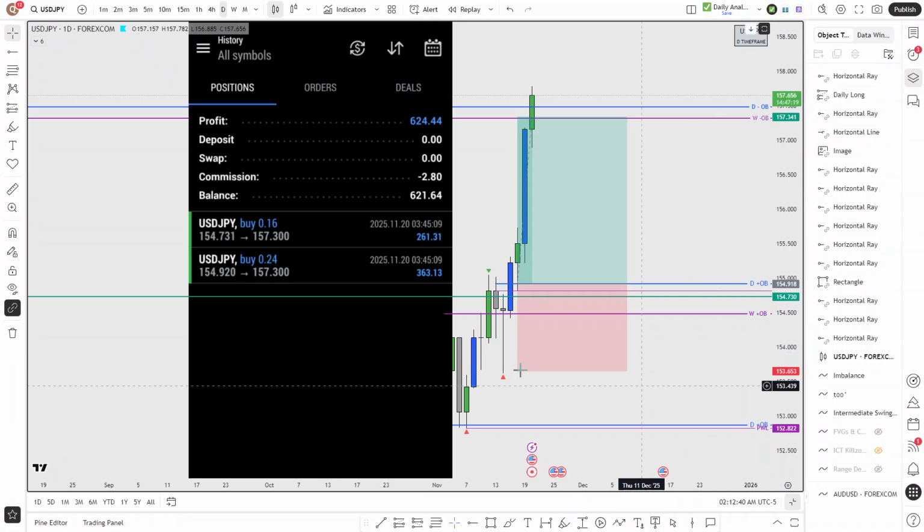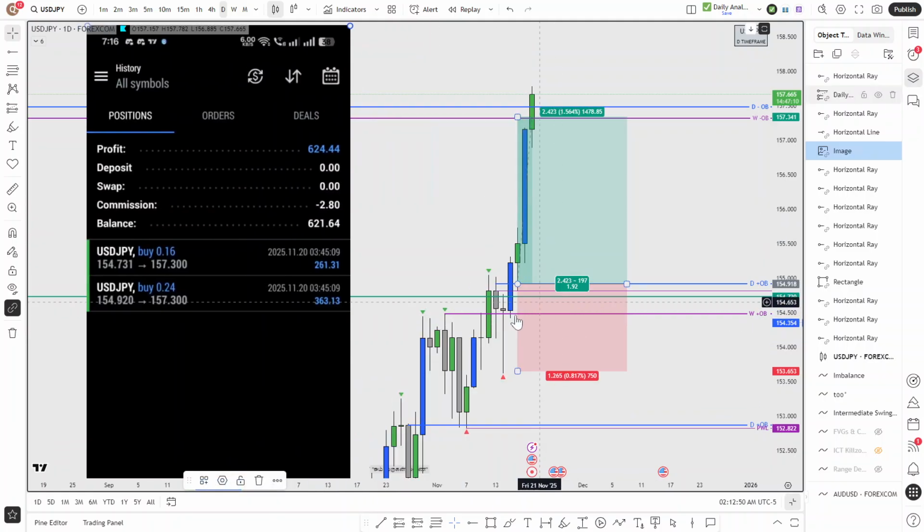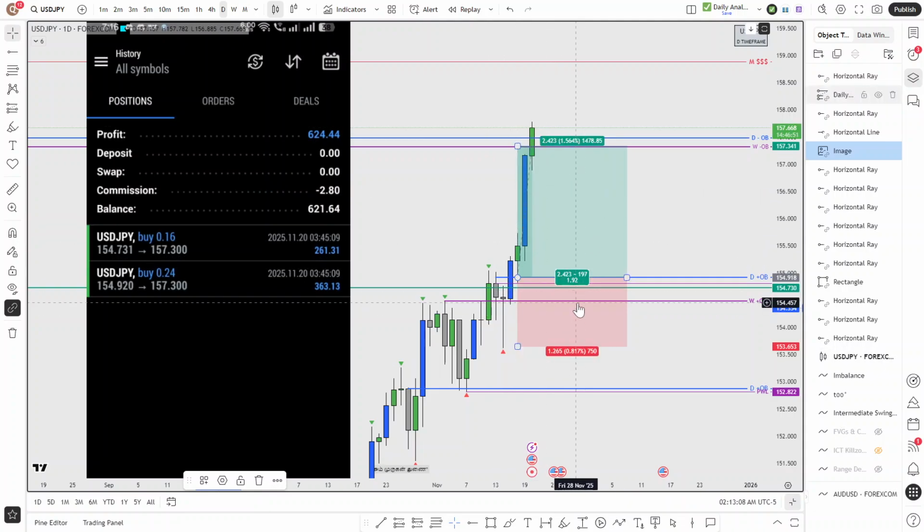And I will show you the real stats as well. So these are the two trades that we took in USDJPY. The first one is a weekly trade, which is around $261. The second trade is a daily trade, which is the one you just saw now. This is $363. So totally we booked around $620 from this trade. It's a nice trade. In the first trade we got around 1:1, and in the second trade around 1.9, so around 2.9R from this single move of USDJPY.